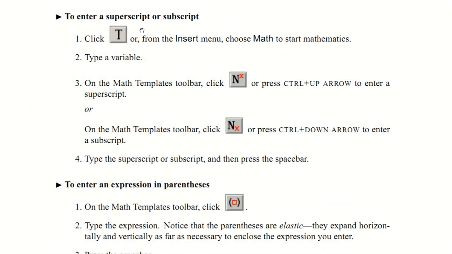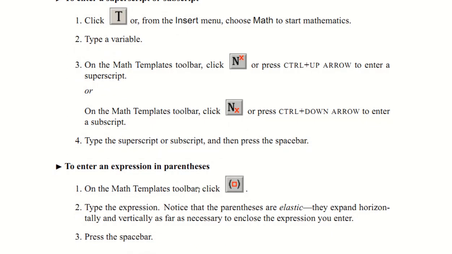To enter a superscript or subscript, click T, or from the insert menu choose math to start mathematics. Type a variable. On the math templates toolbar, click this button or press Ctrl up or Ctrl 3 to enter the superscript. Or on the math template toolbar, click this button or press Ctrl down arrow to enter a subscript. Type the superscript or subscript and then press the space bar.